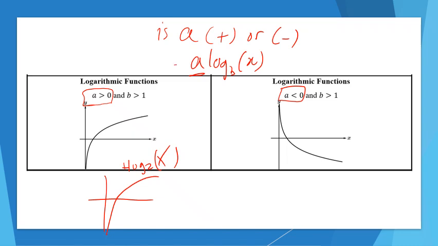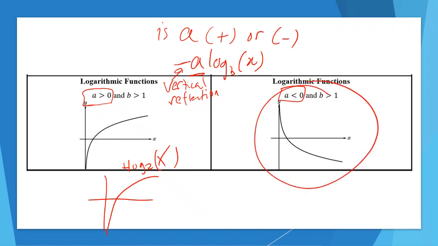Knowing that a is negative, however, we'll flip it, because a negative number out in front does a vertical reflection. And so it's going to flip that whole graph vertically, where it's going to behave like this graph there. So just know if a is positive, it's going to be increasing. If a is negative, it's going to be decreasing there.